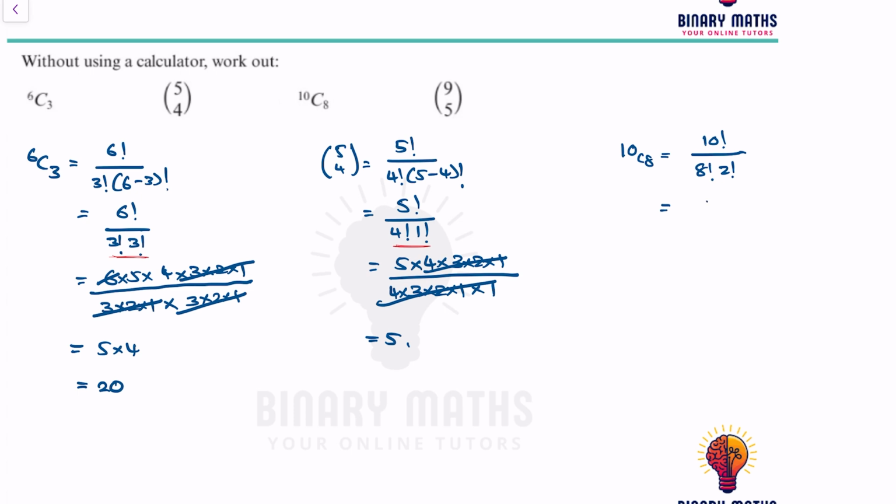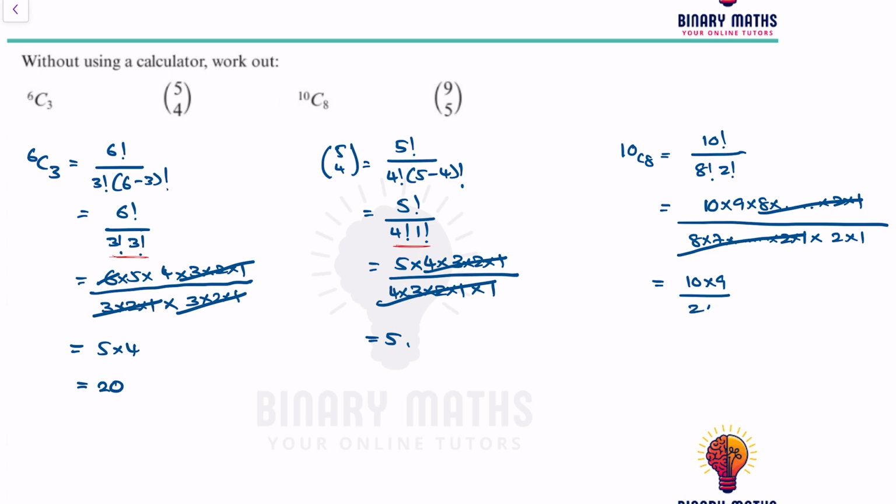So you can write that down straight away without having to write the first step. So 10 factorial is just 10 times 9 times 8 times blah blah blah times 2 times 1, all over 8 factorial, which is 8 times 7 times blah blah blah times 2 times 1. And 2 factorial is just 2 times 1. 8 times 7 all the way up to 1 cancels out. So all I'm left with is 10 times 9 in the numerator over 2 times 1, which is 90 divided by 2, which is 45.